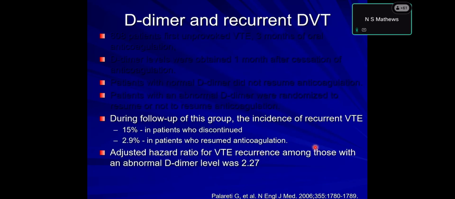So during follow-up of this group, the incidence of recurrent VTE was 15% in those who discontinued the drug and just under 3% in those who resumed anticoagulation. And the adjusted hazard ratio for VTE recurrence among those with abnormal D-dimer level was 2.27.